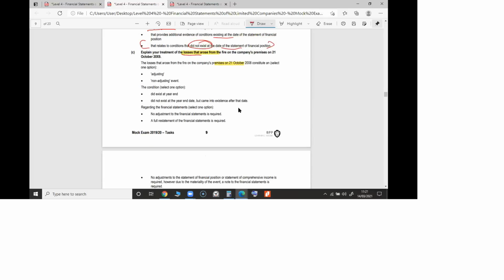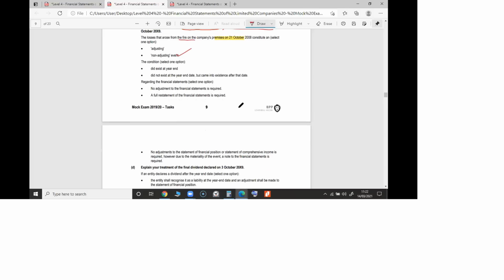Number C, explain the treatment of the losses arising from the fire. Now, do those losses constitute an adjusting or non-adjusting event? We already said, non-adjusting, you remember? Because the condition did not exist at the date. Regarding the financial statements, they said select one option, and 1, 2, 3 options are given. No adjustment to the financial statements is required. A full statement is required. Basically, no adjustment is required, but a note is required.